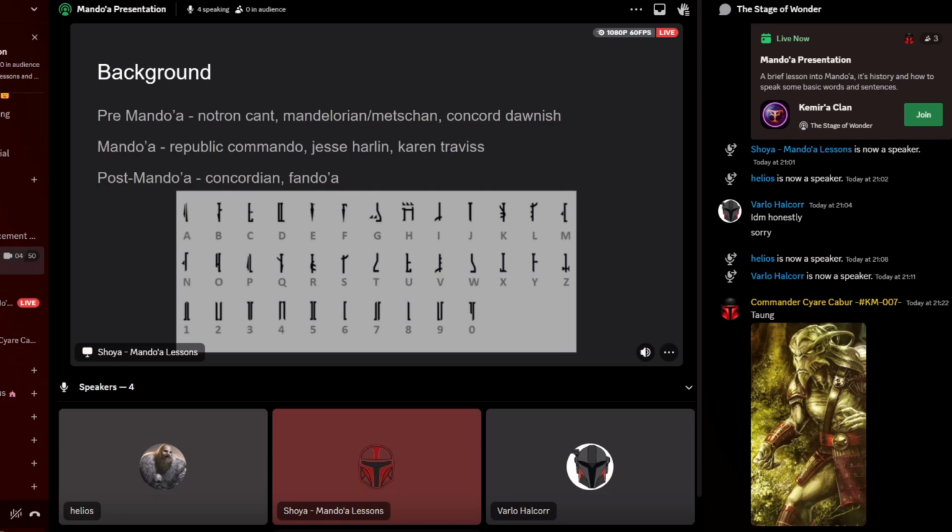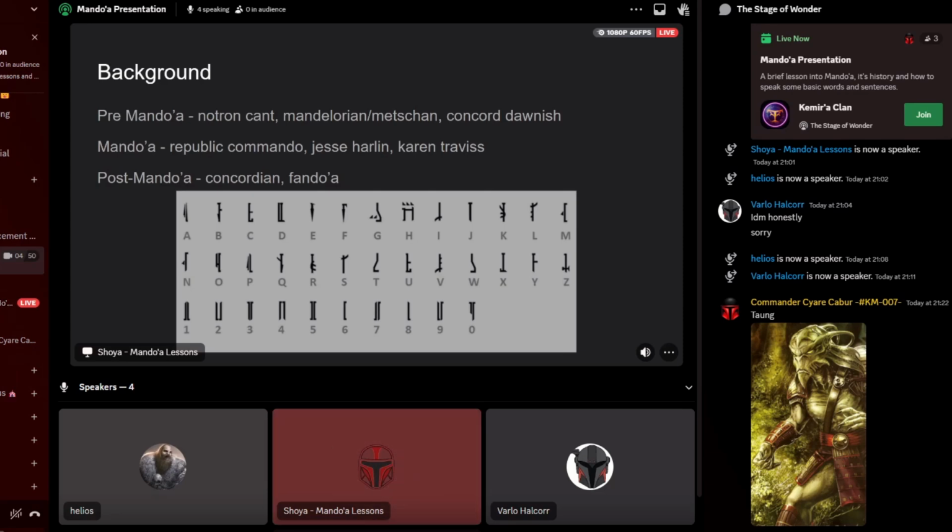But now, let me think. So it started as just called Mandalorian in The Cestus Deception, but then it was expanded by Karen Traviss later on in her novel series in Republic Commando. And that's where she called it Concordian.